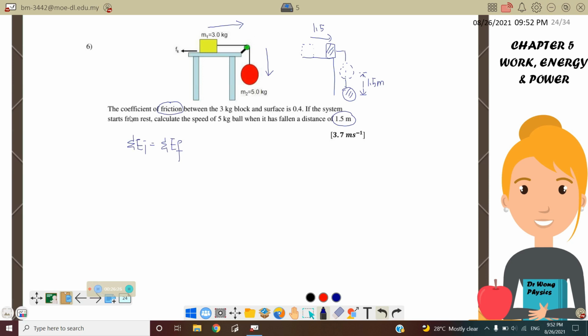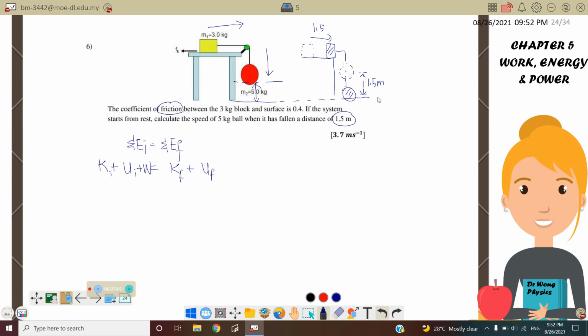So based on the conservation of energy, the initial kinetic energy plus potential energy equals the final kinetic energy plus potential energy. And of course, because there is friction, we also need to consider the work done to overcome the friction. The object here, the ball, is initially at a height of 1.5 above the final position.